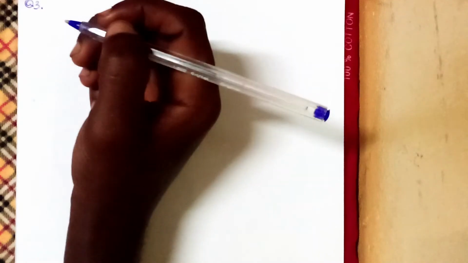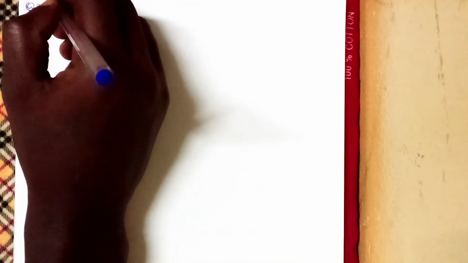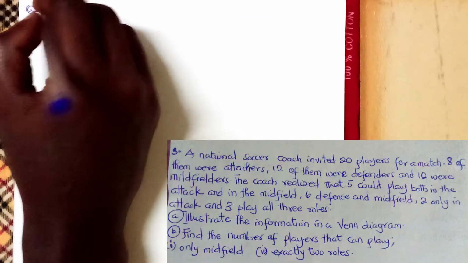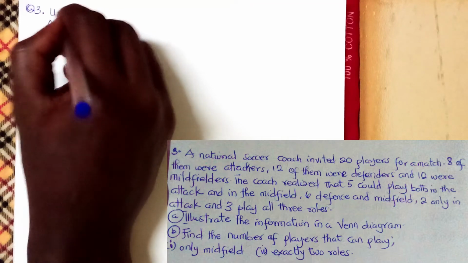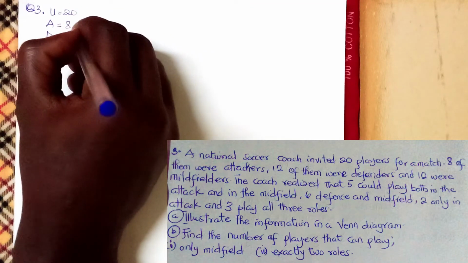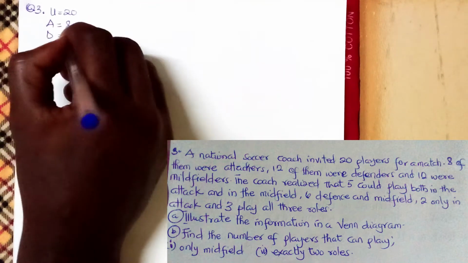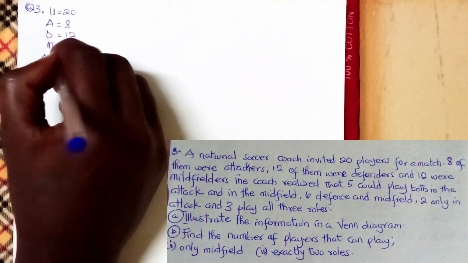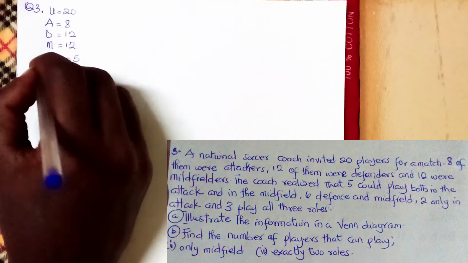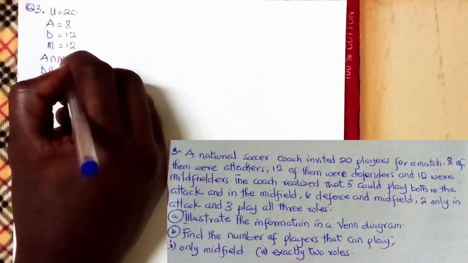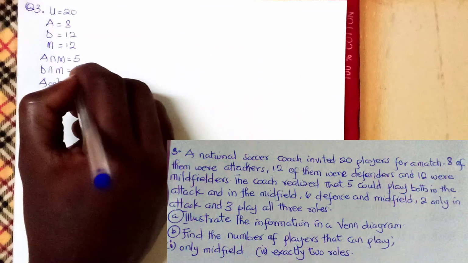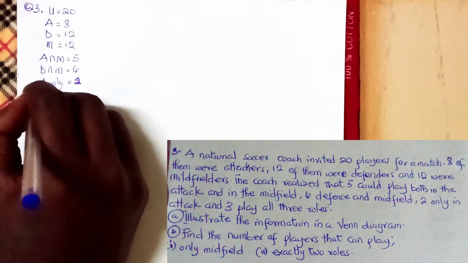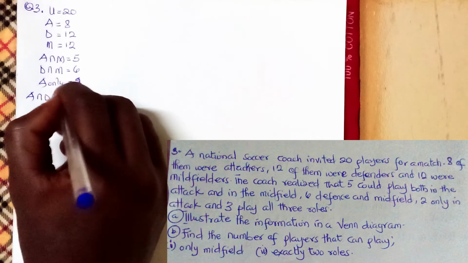Question 3. We have to find our data. So finding our data, we have our universal set to be 20 players. Therefore, we have attackers to be 8, defenders 12, midfielders 12, attackers intersection midfielders is 5, then defenders intersection midfielders is 6. We have attackers only to be 2, and attackers intersection defenders intersection midfielders equals 3.